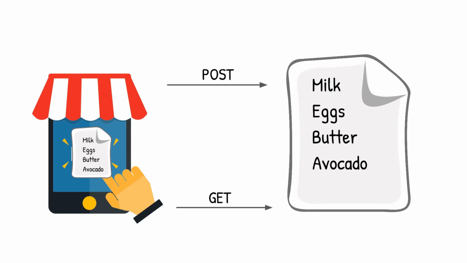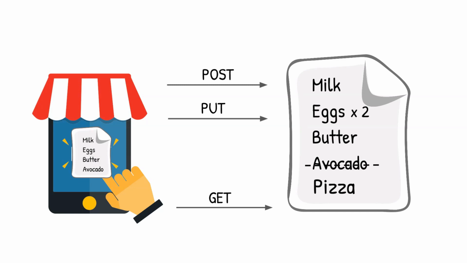Now, say you notice that you have forgot to add a frozen pizza. With a put request, you can make changes to the order that you have just created. For example, by adding items, by changing the quantity, or by removing items altogether from the order.